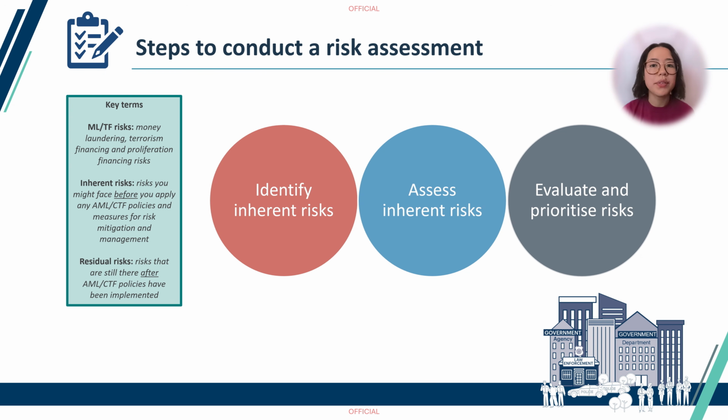In this step, you'll need to identify the areas in your business that could be exposed to risk and focus on any existing weaknesses. As we discussed earlier, you must consider what risks your business could reasonably face from the designated services you provide, your customer types, your delivery channels, and the countries you deal with. The second step is to assess your inherent MLTF risks to understand the scale of each one.